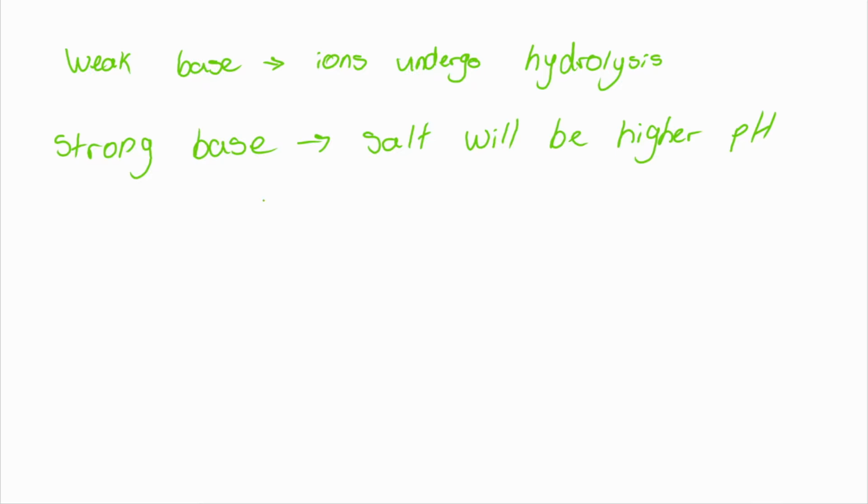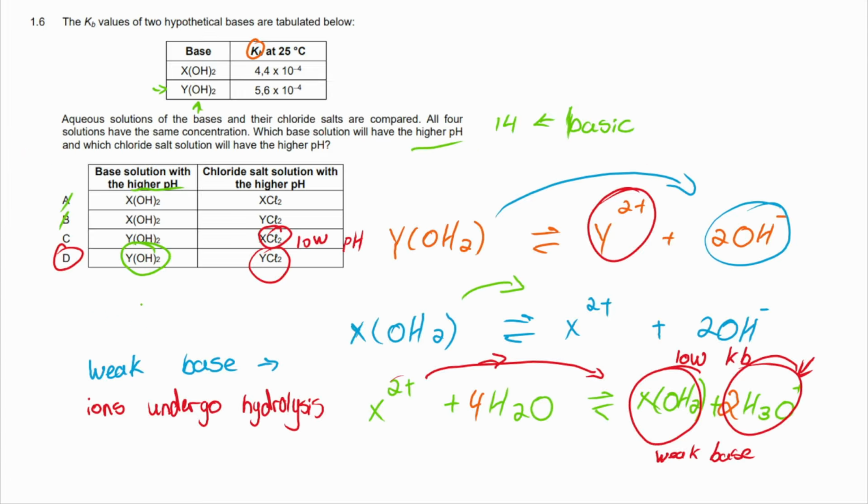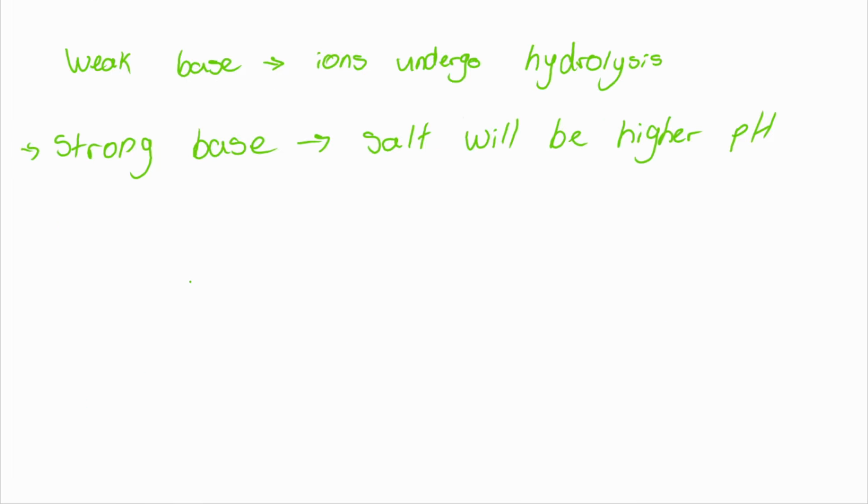This is only if we compare it with a weak base. The salt will be a higher pH. That's why here we have a strong base, and we know that its resulting salt will be a higher pH when compared to a weaker base. But there's a table you should remember: if you have a strong acid and a strong base, that leads us to a salt that is neutral. So the salt is neutral.